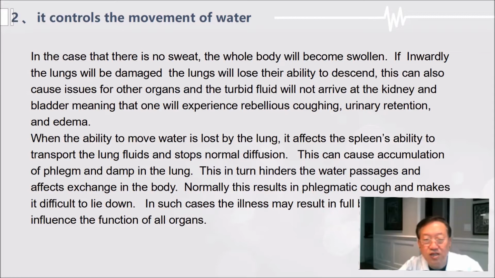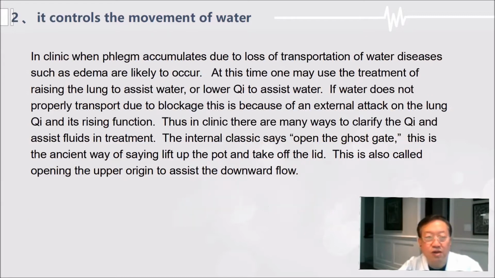When the ability to move water is lost by the lung, it affects the spleen's ability to transport the lung fluids and stops normal diffusion. This can cause accumulation of phlegm and dampen the lung. This in turn hinders the water passages and affects exchange in the body. Normally, this results in phlegmatic cough and makes it difficult to lie down. In such cases, the illness may result in full body edema and influence the function of all organs.